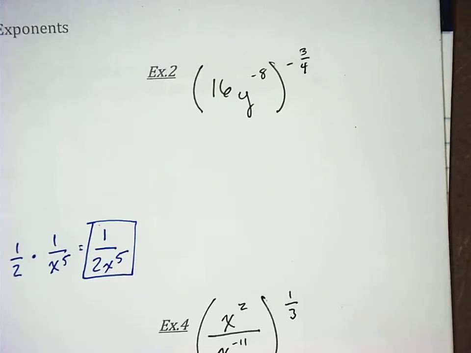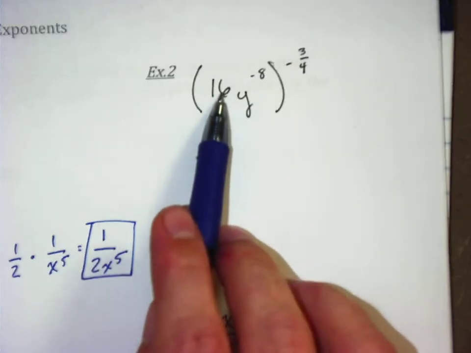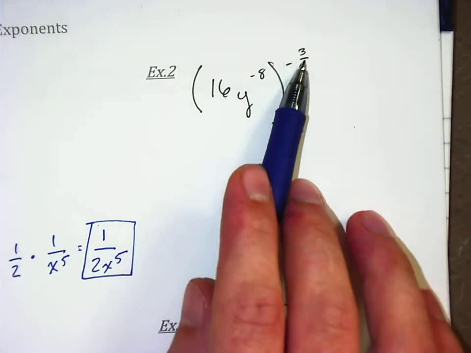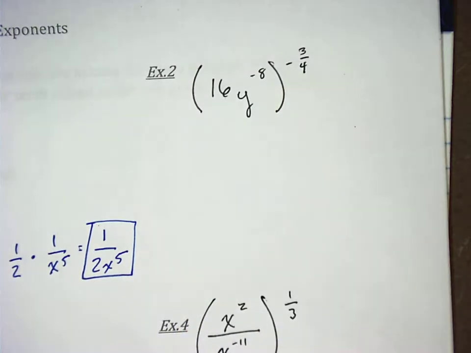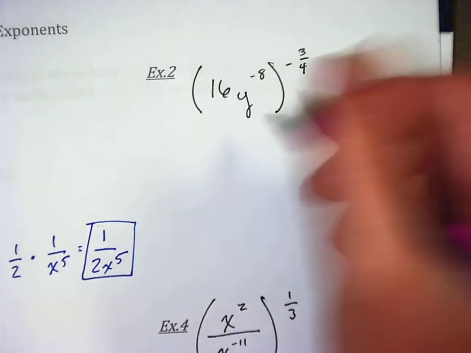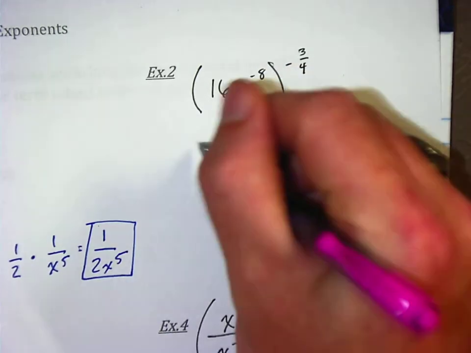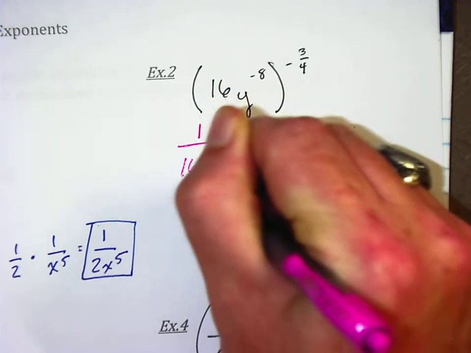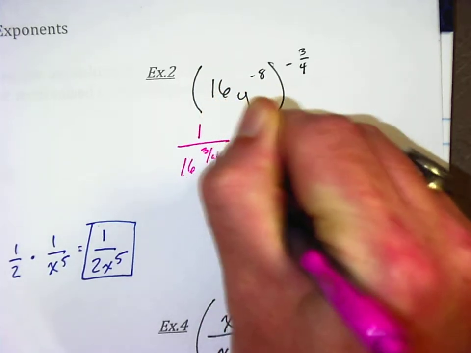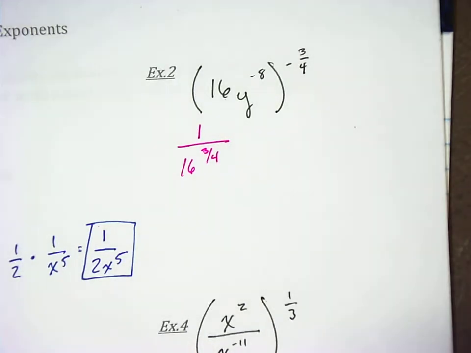Kind of the same deal here with number 2. You still don't have a whole lot going on in here. You're raised to a negative exponent. Okay, so let's try it the same way we did this last one. This would be 16 to the negative 3/4 power. I'm going to go ahead and write that as 1 over 16 to the positive 3/4 power. Okay? Just save myself a little bit of room.